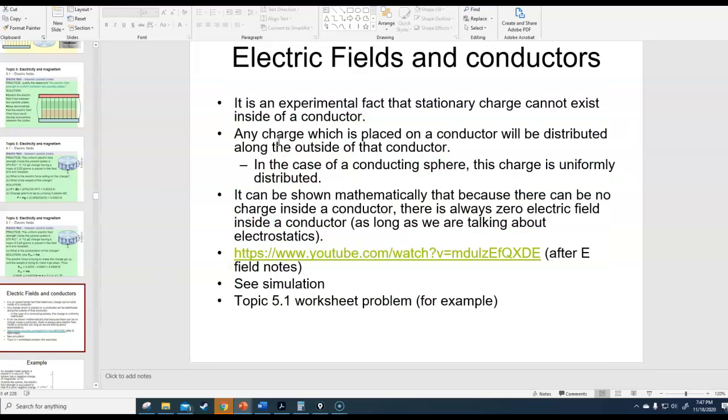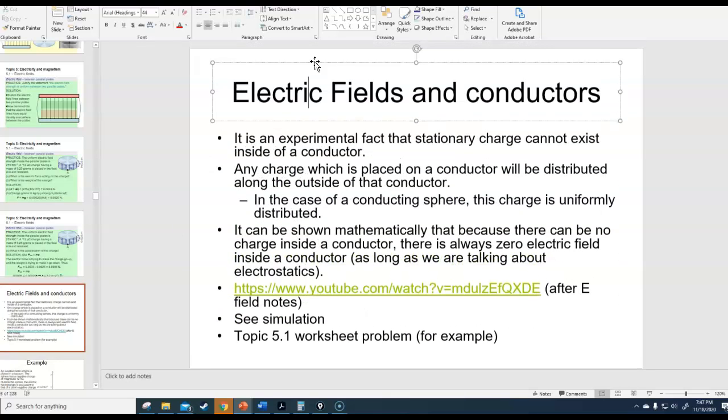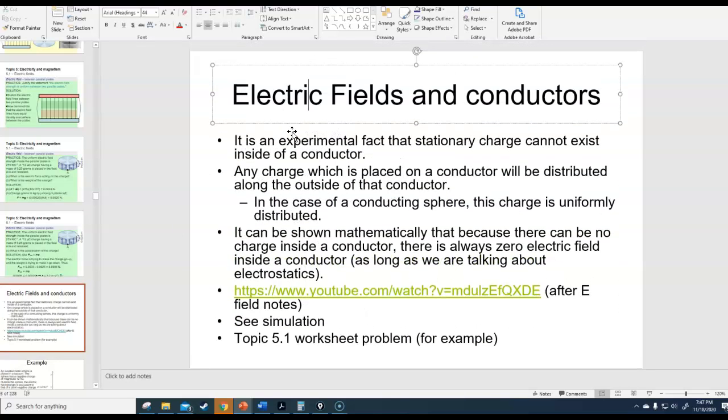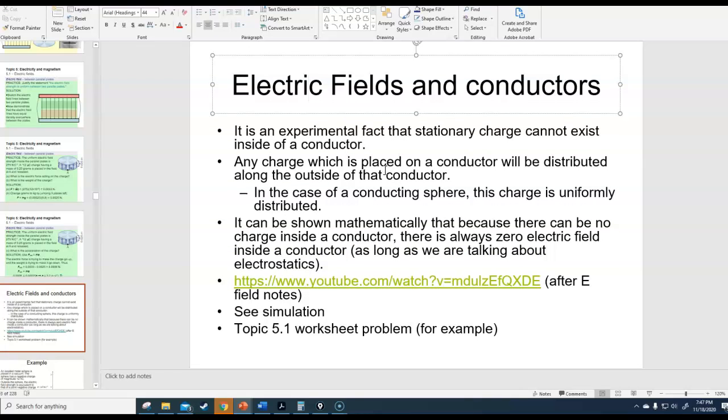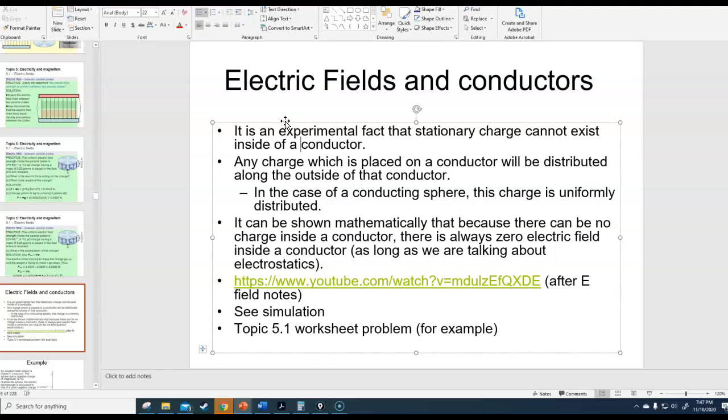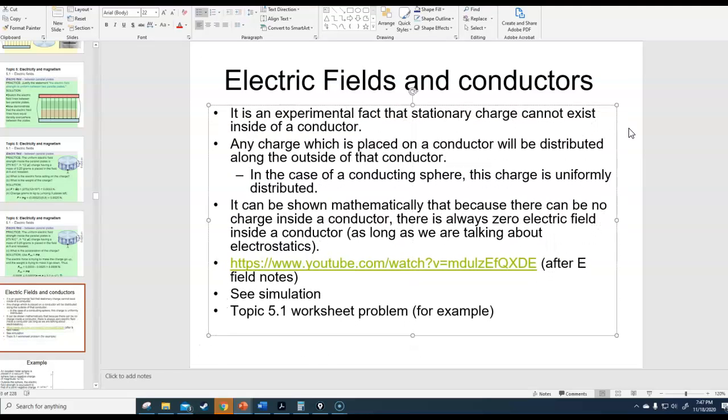Okay, and the last thing I want to say about electric fields before we finally move on is just what is on this slide. Again, without any proof, I will tell you it is an experimental fact that stationary charge cannot exist inside of a conductor. Meaning if you take a conductor and you try to put charge in it, the charge is going to go to the outside of the conductor. It cannot exist inside of a conductor if it's stationary.